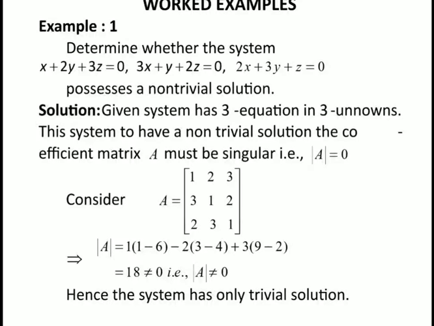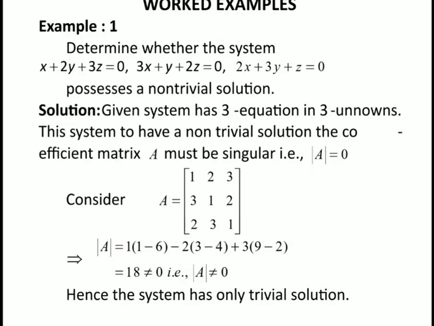Let us take some examples on this. Determine whether the system x plus 2y plus 3z equals 0, 3x plus y plus 2z equals 0, 2x plus 3y plus z equals 0 possesses a non-trivial solution. Solution: the given system has 3 equations in 3 unknowns, and for this system to have a non-trivial solution, the coefficient matrix A must be singular. This we have studied in the previous theorem. That is, a system of equations has a non-zero or non-trivial solution only when the matrix A is singular, that is, determinant of A equals 0. So you have to find the determinant of A.